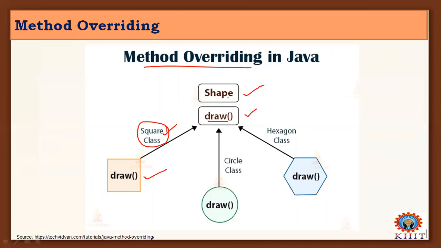In the same way, the Shape class properties can be extended to the Circle class, and this Circle class also has the same method name draw for drawing circle objects. And the Hexagon class extends the properties of the Shape class, and here also it has a method called draw to draw the hexagon object, right? This way we can override the method of the superclass in a subclass.